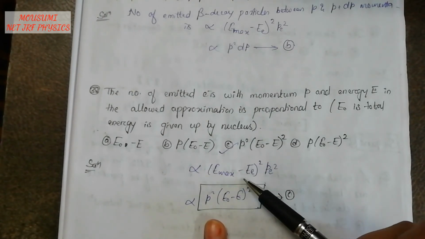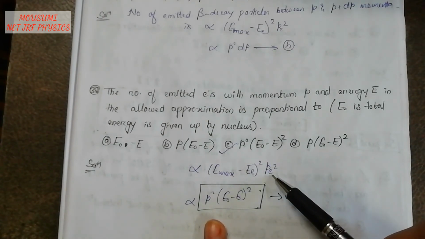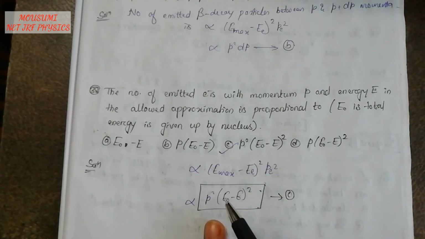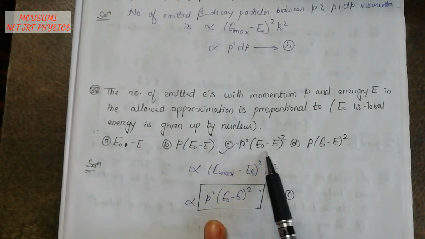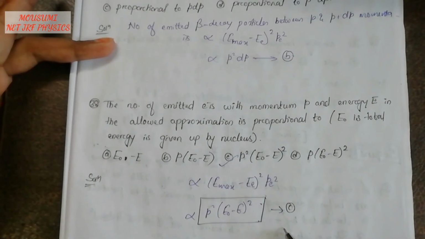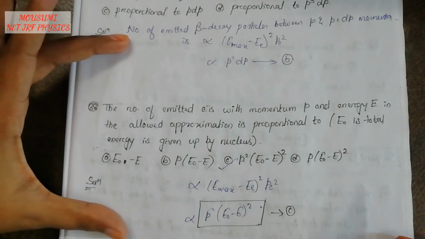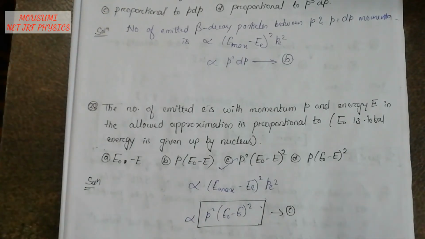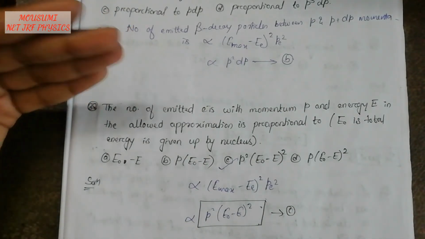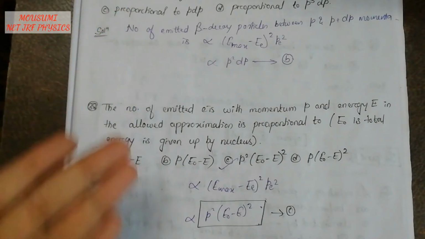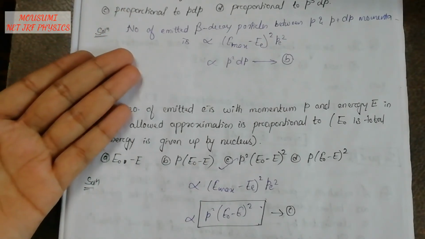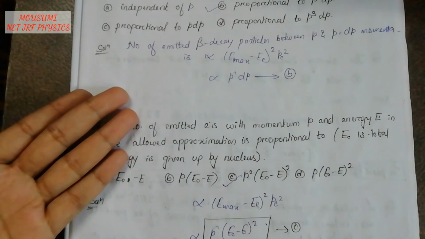Energy, maximum energy minus the energy of the electron whole square into with P E square. That is, it is proportional to P square (E naught minus E) whole square. So the correct option is option C. These are the direct questions. If you have read the Fermi theory of beta decay, this will be very simple for you. So I would suggest you go and read the theory once, then it will be very helpful for you to understand these questions better, because these are directly theory based questions.